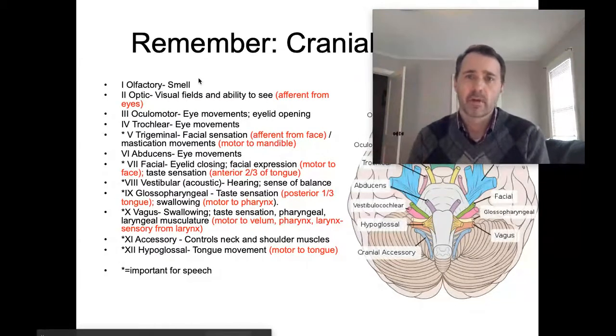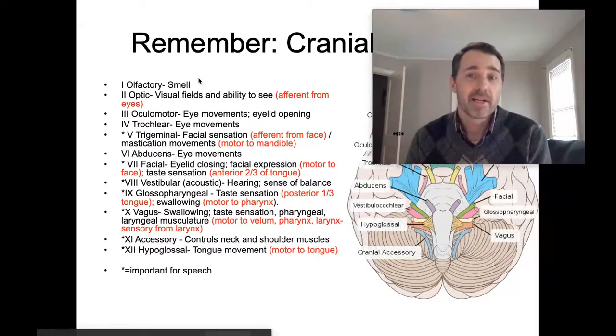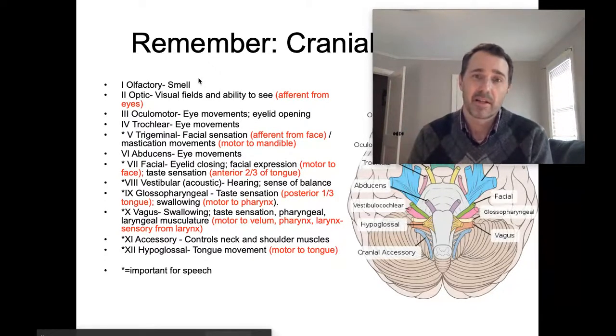The first cranial nerve, the olfactory, you don't have any muscles that you move your nose with. There's no motor signal being sent to your nose, right? Your nose is only a smelling device. It's not a moving device. So the olfactory nerve is only sensory. It is for smell.